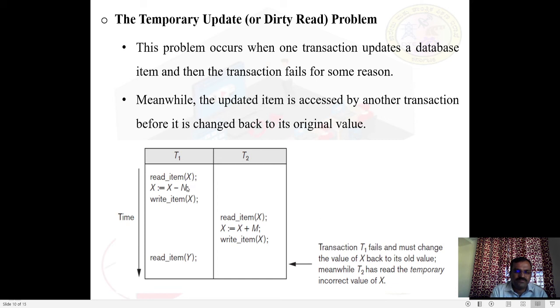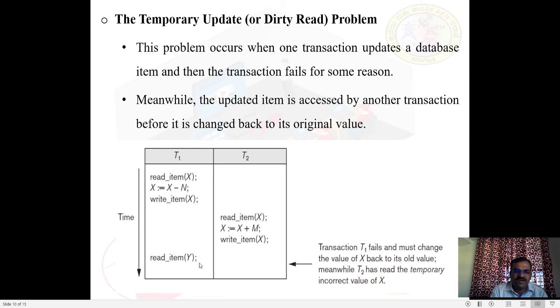Transaction T1 reads item X, modifies item X, and then writes item X on the database. Transaction T2 reads item X, updates item X, and writes item X on the database.